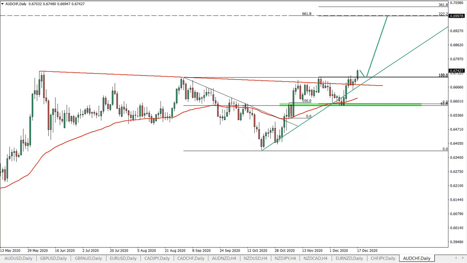And today it's a very interesting analysis, long-term price action for the Australian versus the Swiss franc, where we finally might be seeing a strong uptrend.